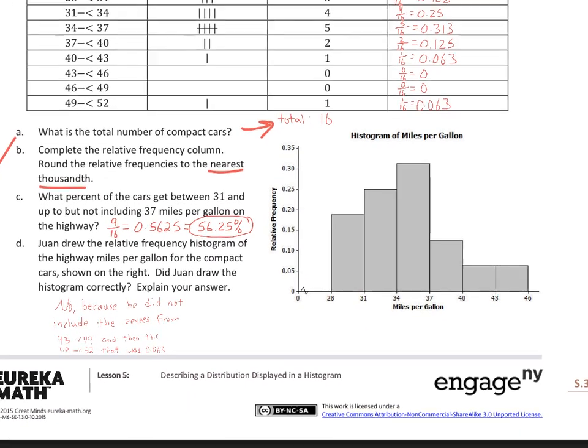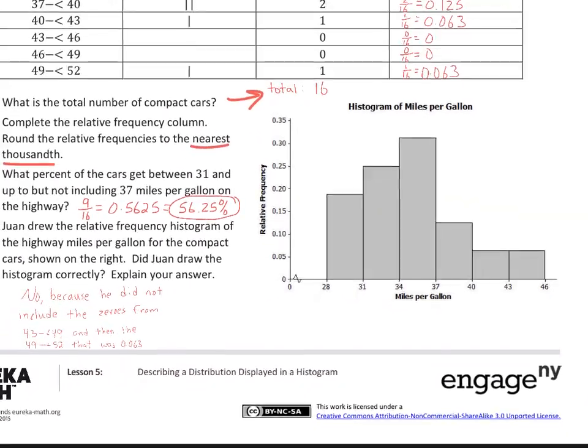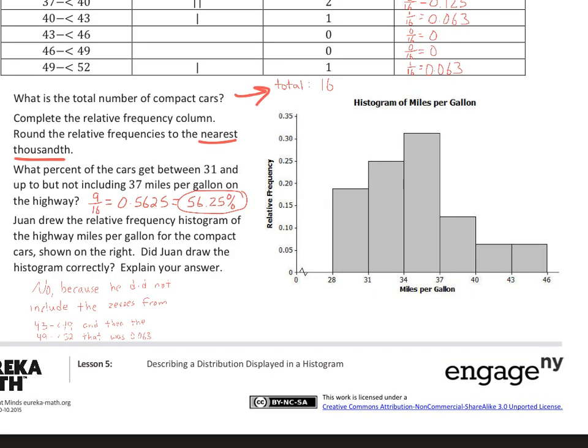And lastly, he did not draw the histogram correctly. It looks absolutely perfect up to here. This is right, this is right, this is right, this is right. We have miles per gallon down below. We have relative frequency. It's all divided equally and looks nice.